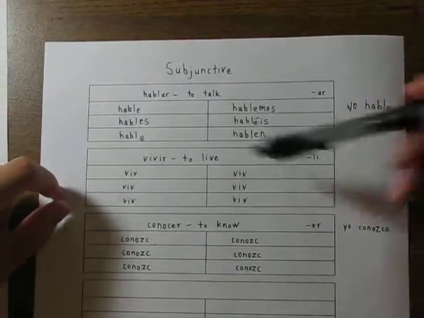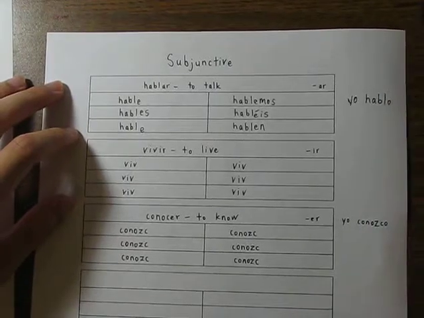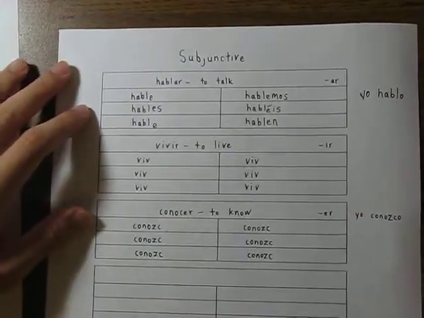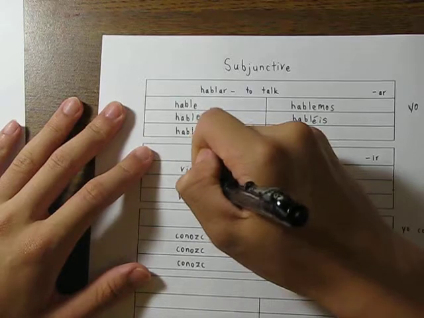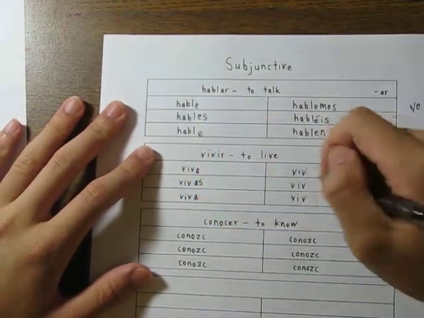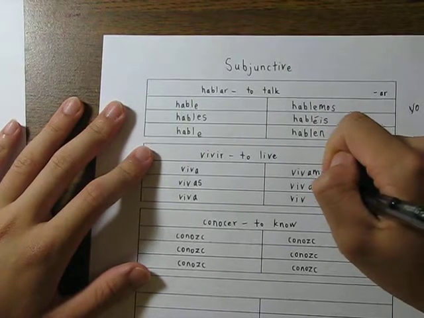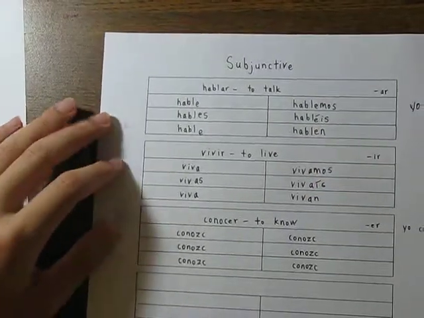Next, you have vivir, which means to live. It is an IR verb, which means you have to use the as, amos, áis, an conjugations. So you do the exact opposite as these. So instead, you put as, amos, áis, and an. That wasn't too hard.